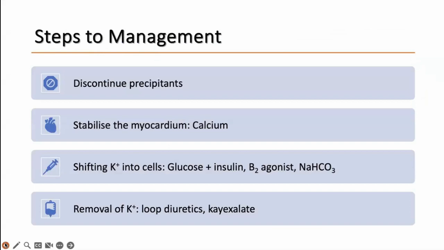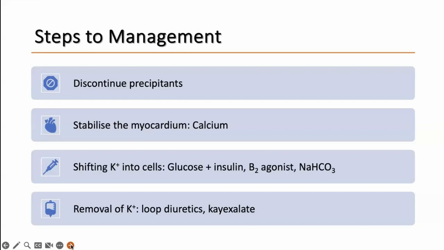If you struggle with the mnemonics, the most important things are to remember the 4 things you need to be doing to treat this hyperkalemia. Number 1, discontinue your precipitants. Number 2 is stabilize your myocardium with calcium. Number 3, shift. Your shifting mechanisms are glucose and insulin, your beta-2 agonist, and your sodium bicarb. Sodium bicarb only if your pH is less than 7.2. And then your removal or elimination of potassium. Like we said, none of these should be done in isolation. It is a multimodal approach.